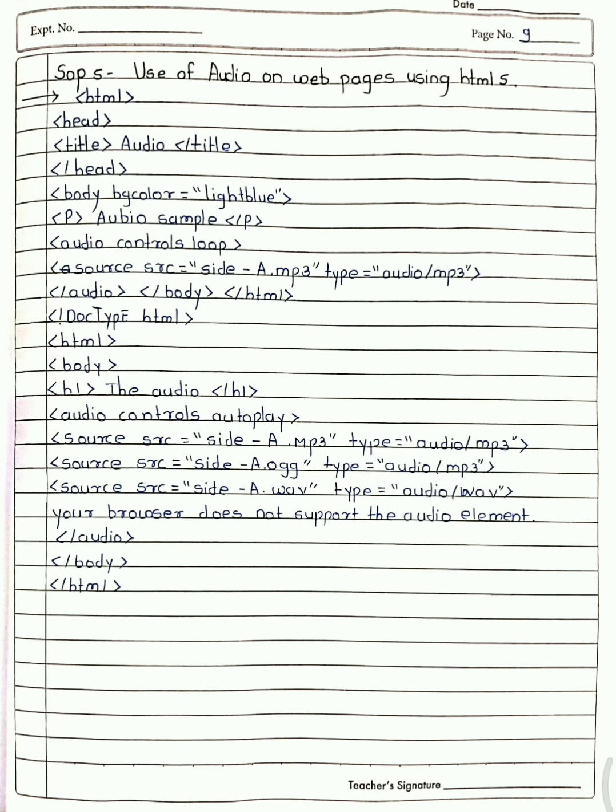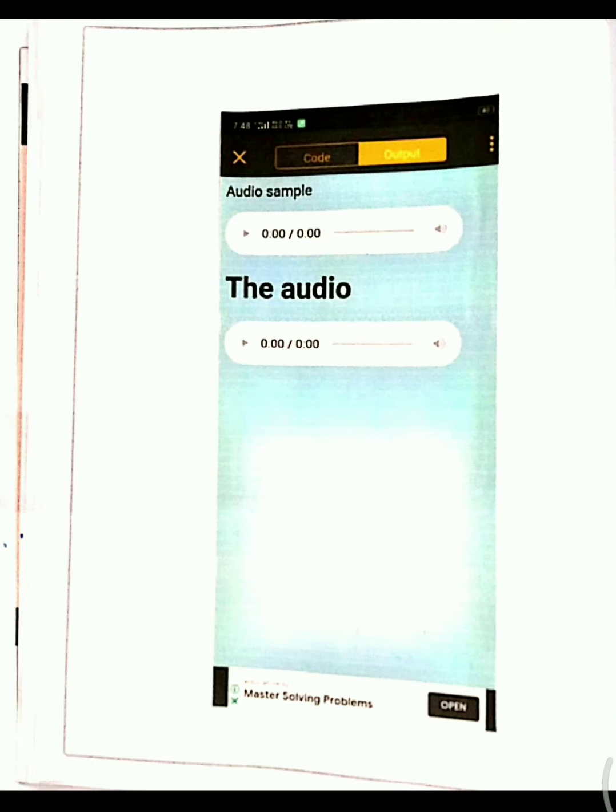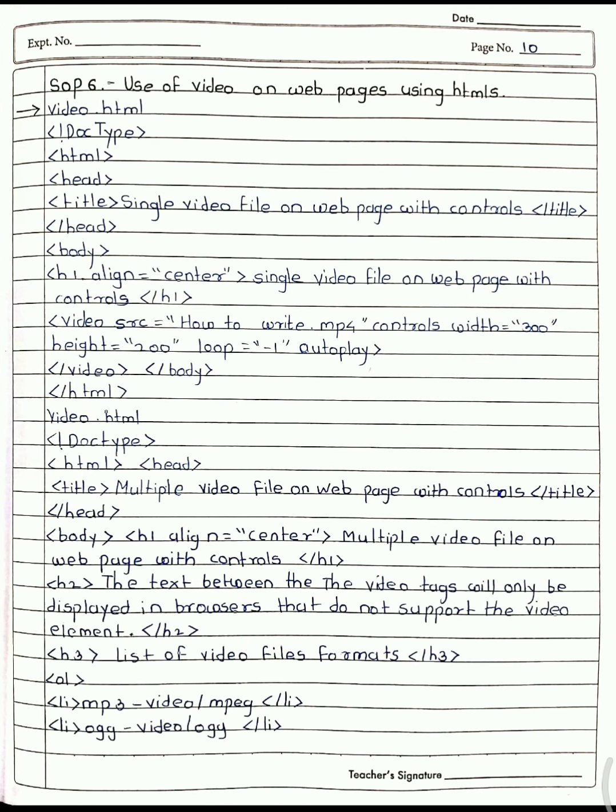Next is SOP number 5, where we are doing the program related to audio insertion. An audio file is inserted. Any type of extension like .mp3, .ogg, .wav can be used. Once you execute the program, you can see such output being shown. Once you click on the play button, you can immediately listen to the voice.